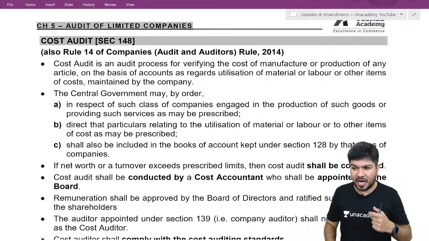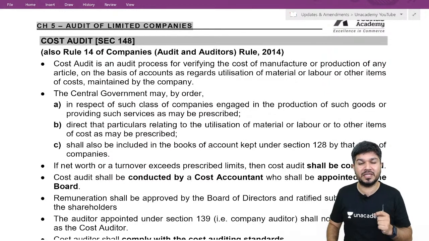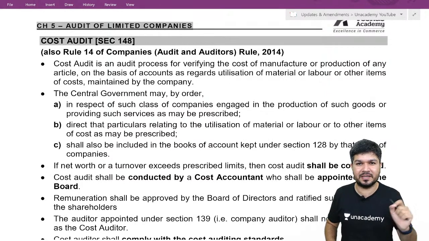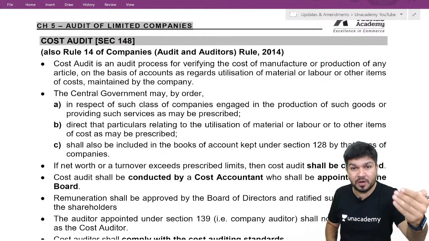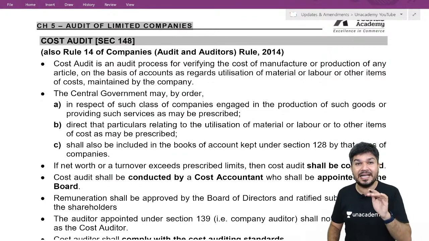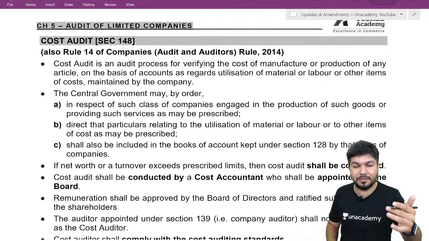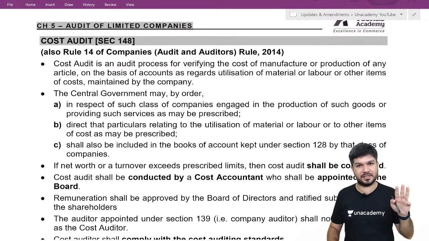Okay, sir, how will he be reporting? He will be reporting as per the cost auditing standard. He will follow the cost auditing standard and give his report to the board of directors. And if there are any negative comments in the cost auditor's report, the BOD has to give information and explanation to the central government within a period of 30 days.